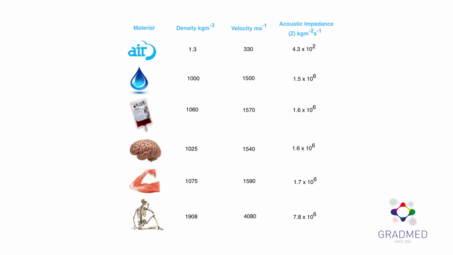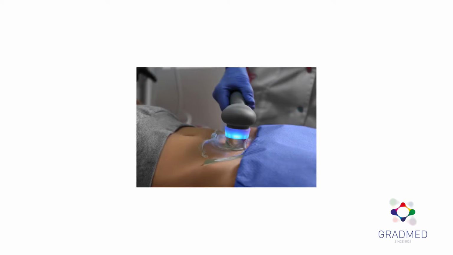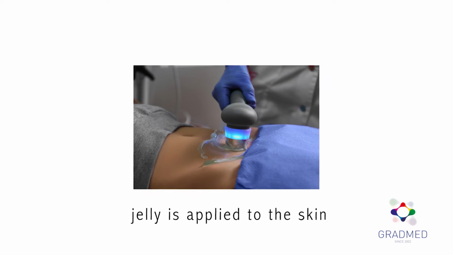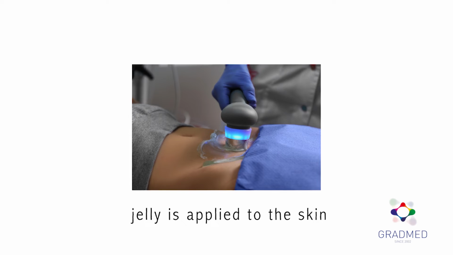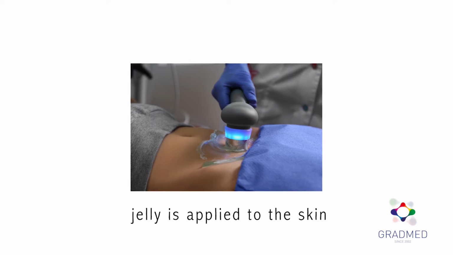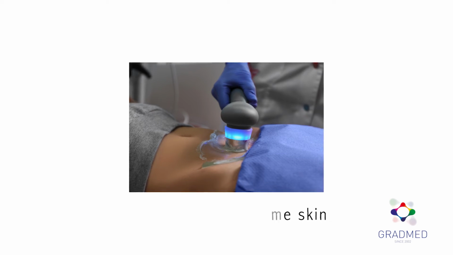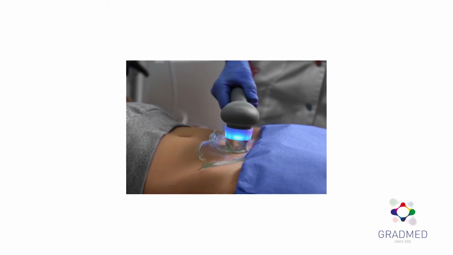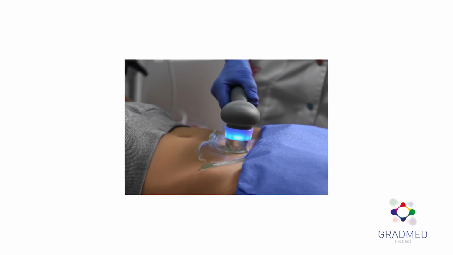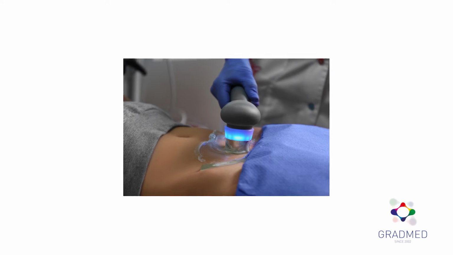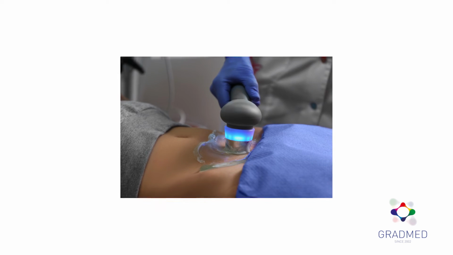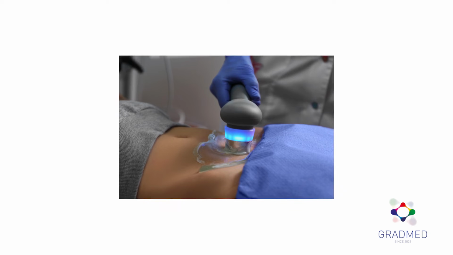So, how do we prevent this? The answer, as anyone who's had an ultrasound knows, is that a jelly is first applied to the skin before the ultrasound is taken. Now, this has a very similar impedance to the skin, and so allows the sound waves to travel into the body. It's also worth mentioning that air in the body can be a major problem when taking images of deep tissues, as it again prevents the sound waves passing through.